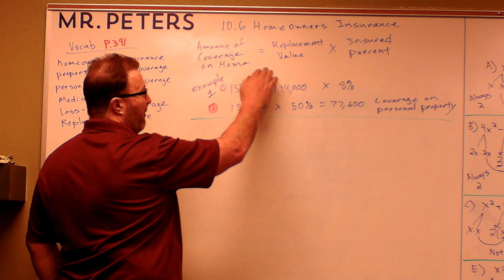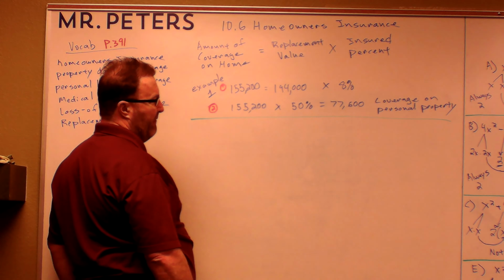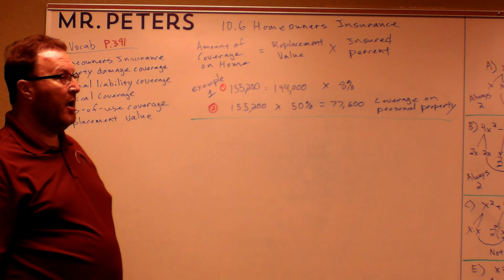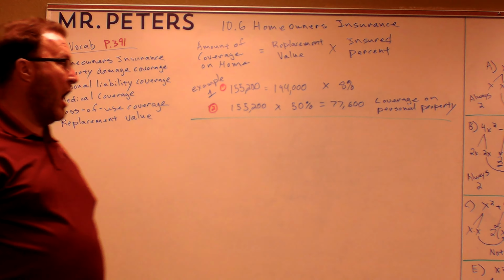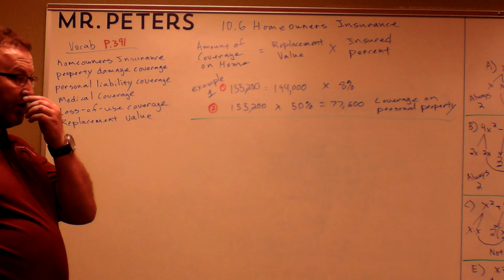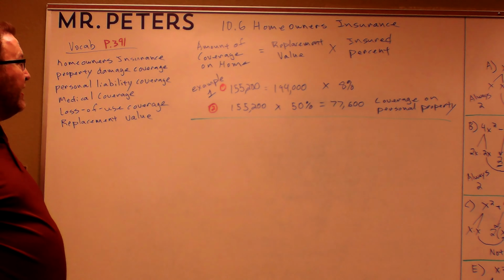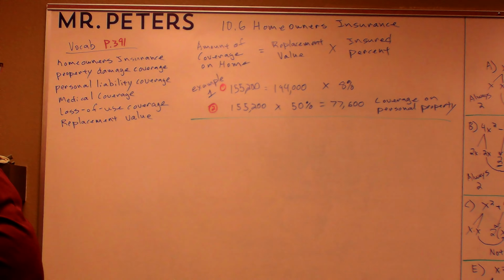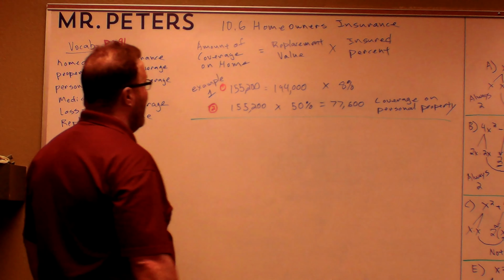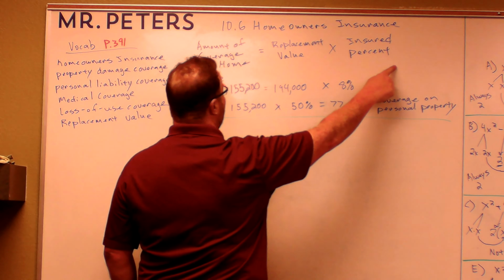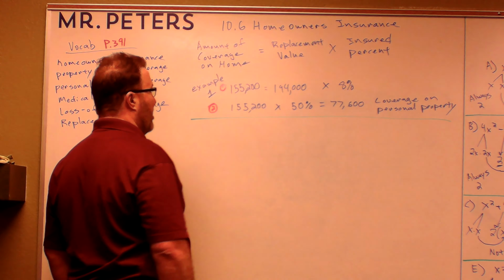So we have a formula that we need to figure out what replacement value is, because replacement value is what you pay insurance on. And the idea here is nothing will happen to the dirt or the land. So the reality is it would be the structure that would need to be repaired. So replacement value times the insured percent is the amount of coverage on the home.